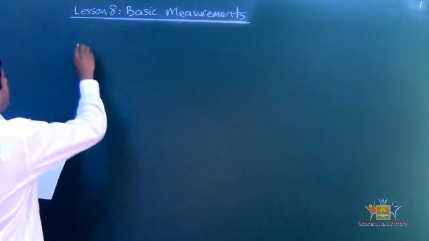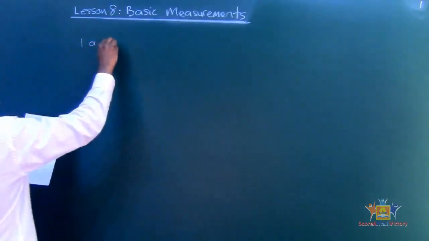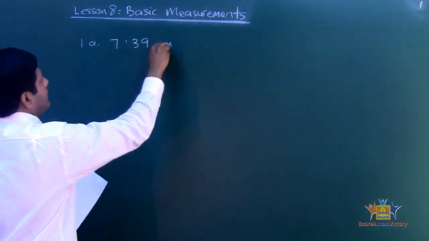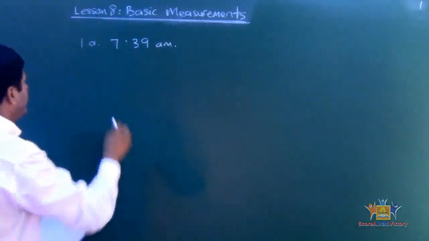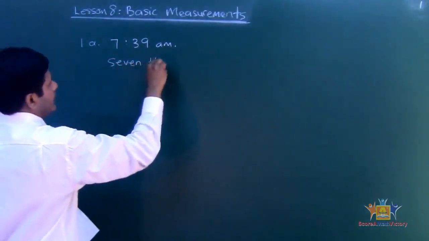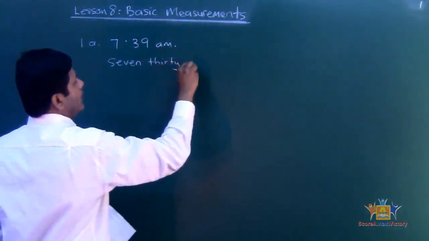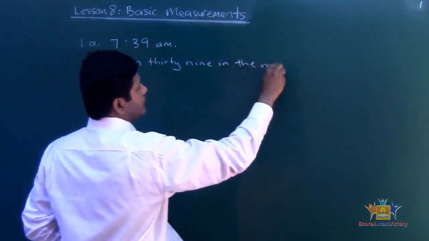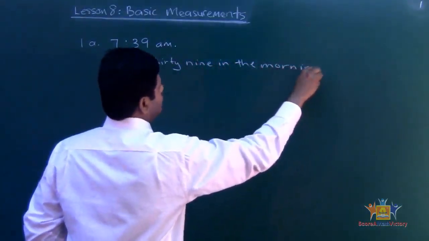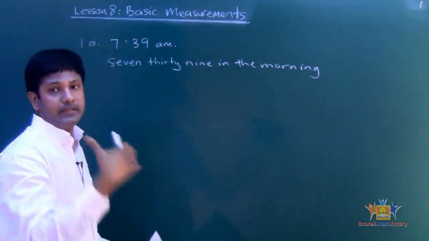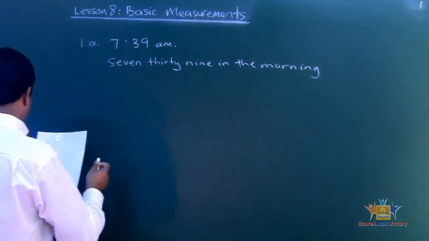So you're given 1A, 7:39 AM. We're going to write that in the form of words. We're going to say 7:39 in the morning, because it is AM. It's very important, because for 7:39 you want to mention it's in the morning. Good.